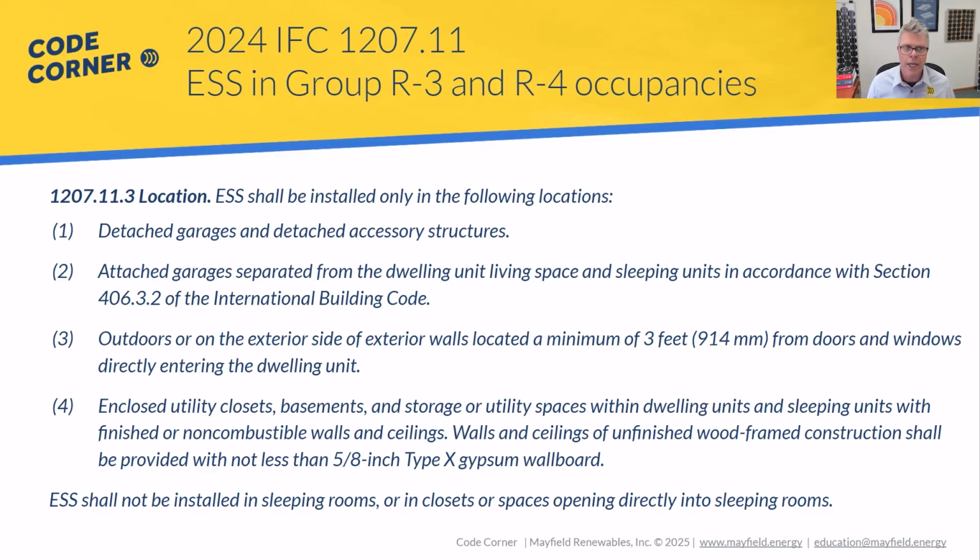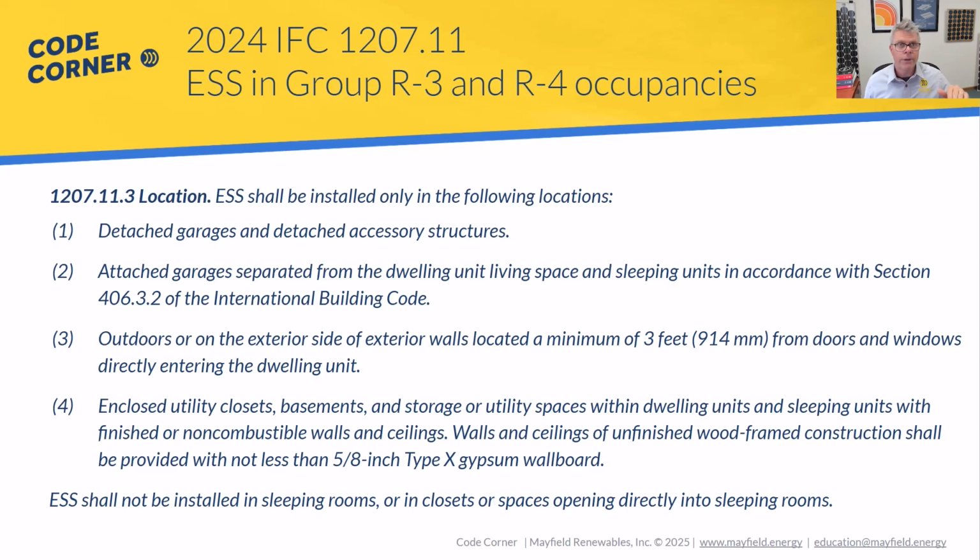1207.11.3 talks about the location of our energy storage systems, where we can actually install these systems. There's a lot of code language here. I realize I'm not going to read it for you verbatim, so if you'd like to pause the video, read through the entire thing. I want to walk through the major parts of it though, and what the application of these are. So number one just talks about we can put these in detached garages or accessory structures. So if you have some sort of structure that's separated from the building, you can put your energy storage in there, and that's allowed by International Fire Code.